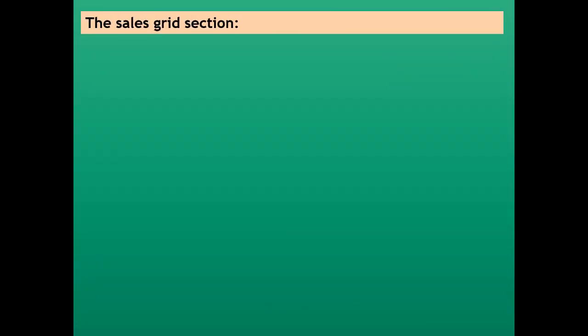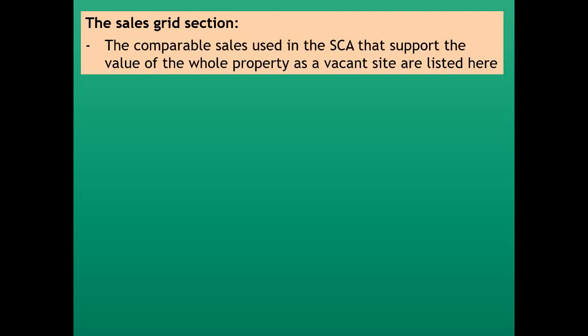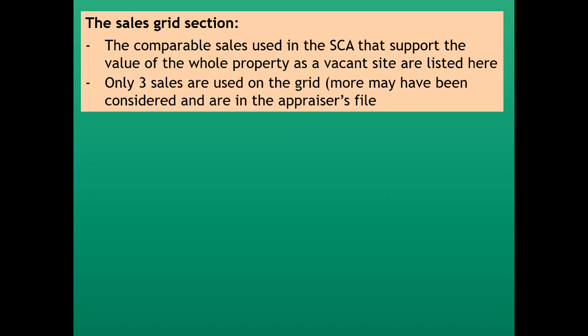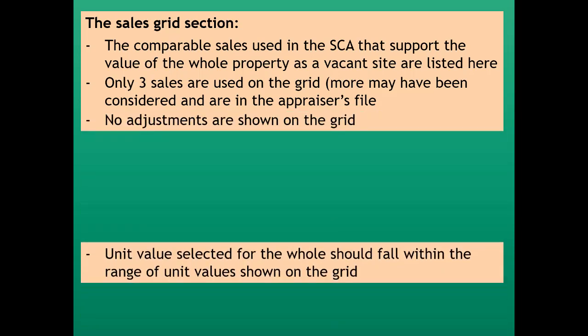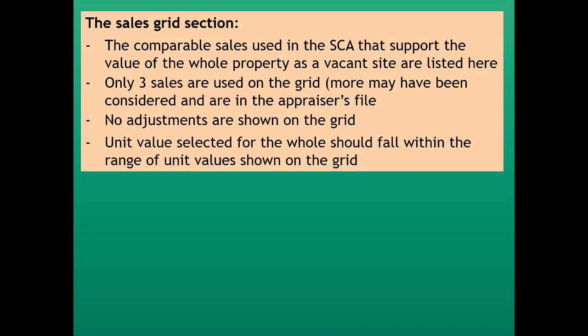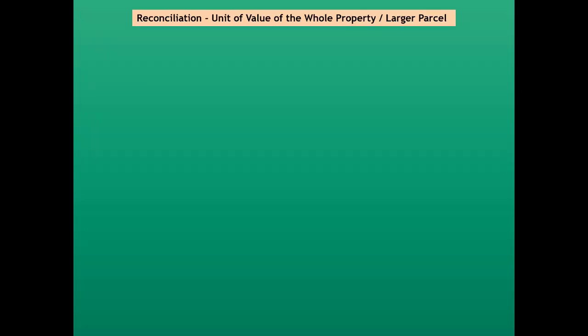The sales grid section. The comparable sales used in the sales comparison approach that support the value of the whole property as a vacant site are going to be listed in this area. Only 3 sales are used on the grid. More have been considered in the appraiser's file. No adjustments are shown on the grid. Unit values selected for the whole should fall within the range of values shown on the grid. So here's the reconciliation unit value of the whole property.